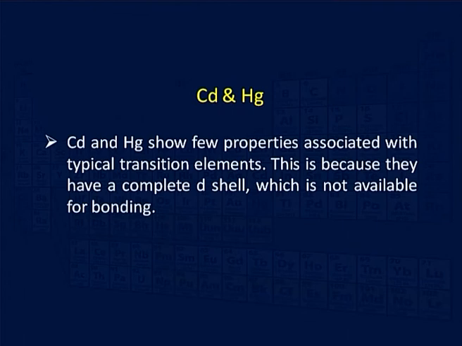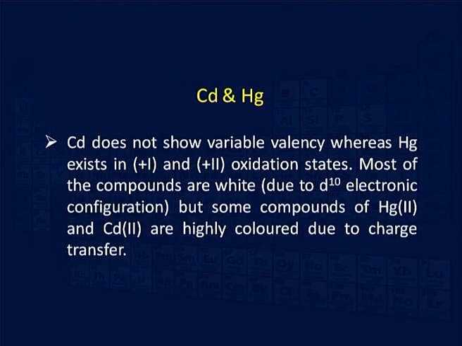The last group we have is cadmium and mercury, placed in the zinc group, that is zinc, cadmium and mercury. Cadmium and mercury show few properties associated with typical transition elements. This is because they have a completely filled d shell, which is not available for bonding. Cadmium does not show variable valency, whereas mercury exists in +1 and +2 oxidation states. Most of the compounds of these two metal ions are white because of the d10 electronic configuration.